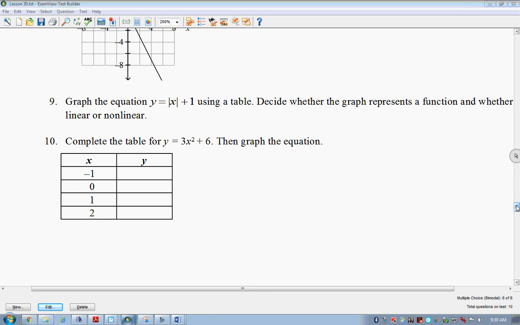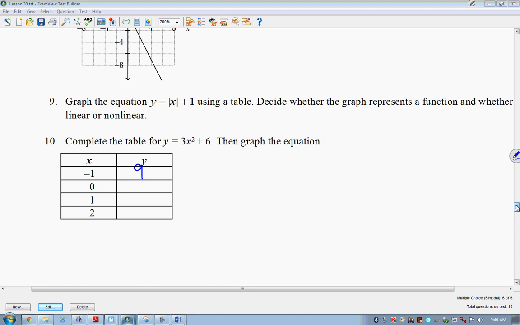Question number 10, complete the table for y equals 3x squared plus 6. Okay, so we're going to plug this in. What's -1 squared? That's the same as -1 times -1. 1, right? What's 3 times 1? What's 3 plus 6? 9. So hopefully we understand that.